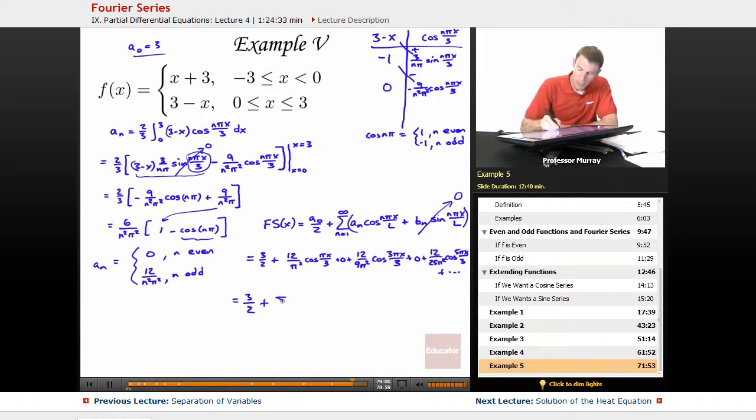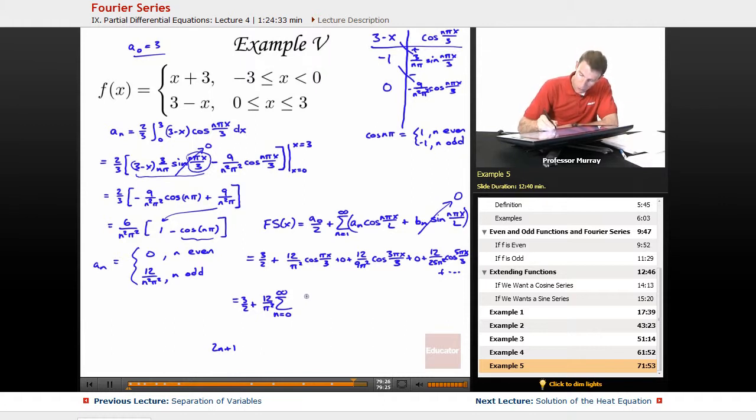Here's how I can keep track of odd terms. I can start at n equals 0 and just use 2n plus 1 to keep track of all the odd numbers that I see. So I think I can factor out 12 over pi squared from everything there. And then on the denominator, I'll have an odd number squared.